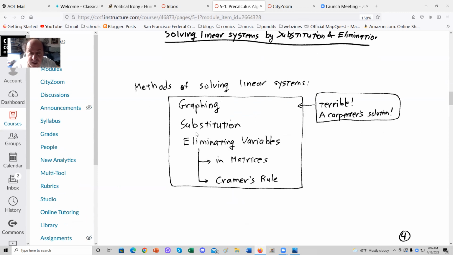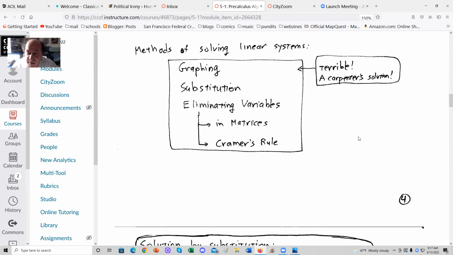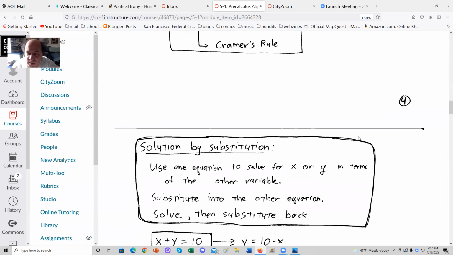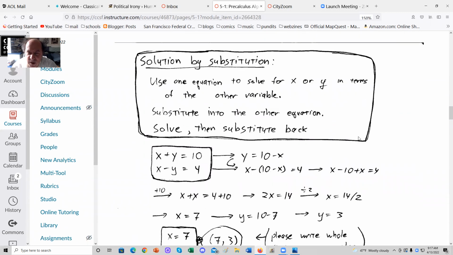There's solution by substitution, which works well enough for certain types of systems in a particular form. Now, generally, there's something called eliminating variables, which we will get to. And it works always. And there's a variant of it where we use what are called matrices. There's another variant where we use what's called Cramer's rule. Both of these come back to eliminating variables. The eliminating variables always works. Substitution sometimes works well enough. And okay, so there we are. So starting with solution by substitution.